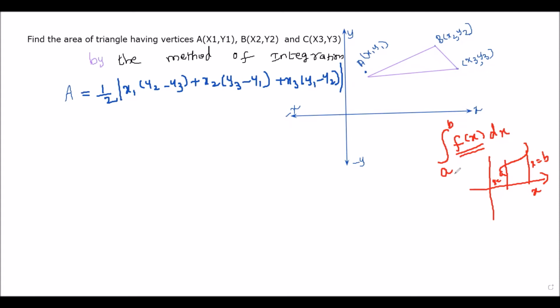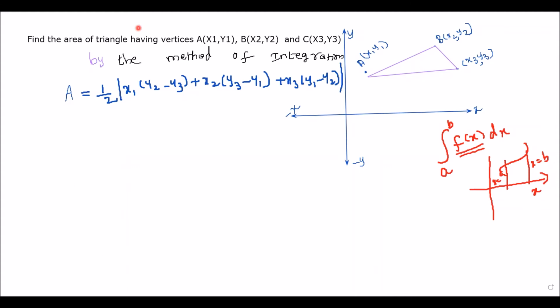Let me repeat. Integration from a to b of f of x dx represents the area formed by the curve f of x, or we can say f of x is equal to y. So the area formed by the curve f of x, this is the curve, between the lines x equals a and x equals b, these two lines, with the positive direction of the x-axis.